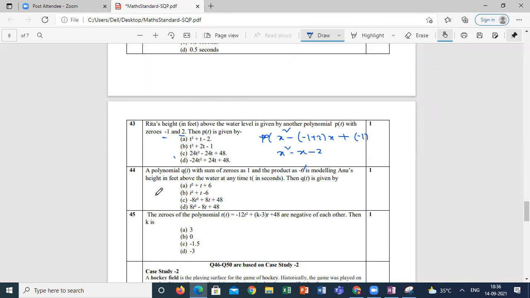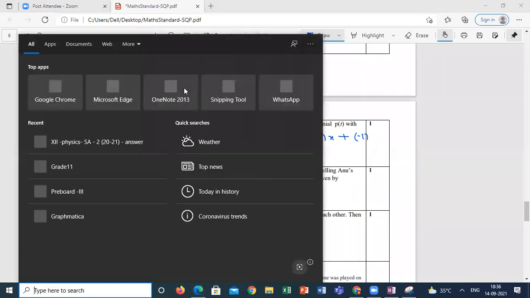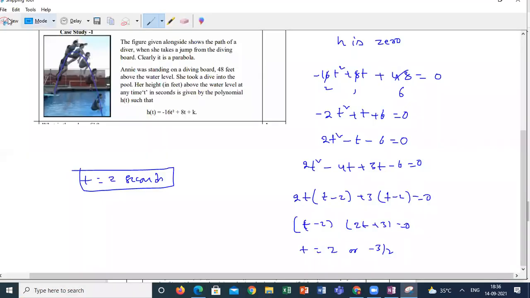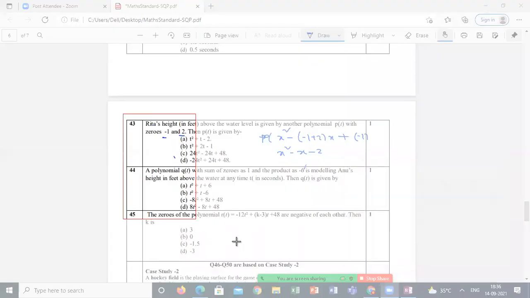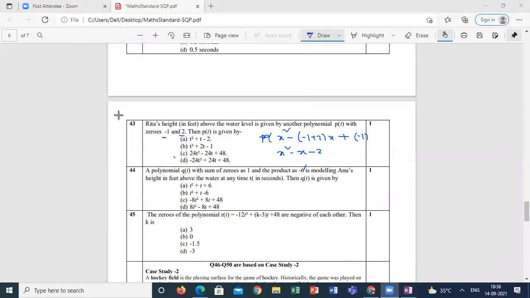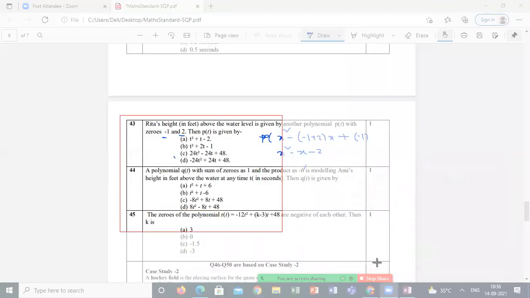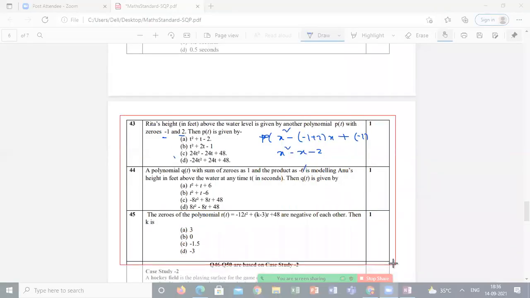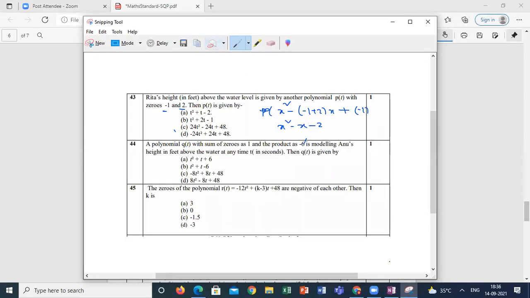Question number 3. X square minus product of zeros x, sir. Sorry? Sir, it is product of zeros first and then sum of zeros, sir. You have taken sum of zeros and then product of zeros. First is product of zeros.